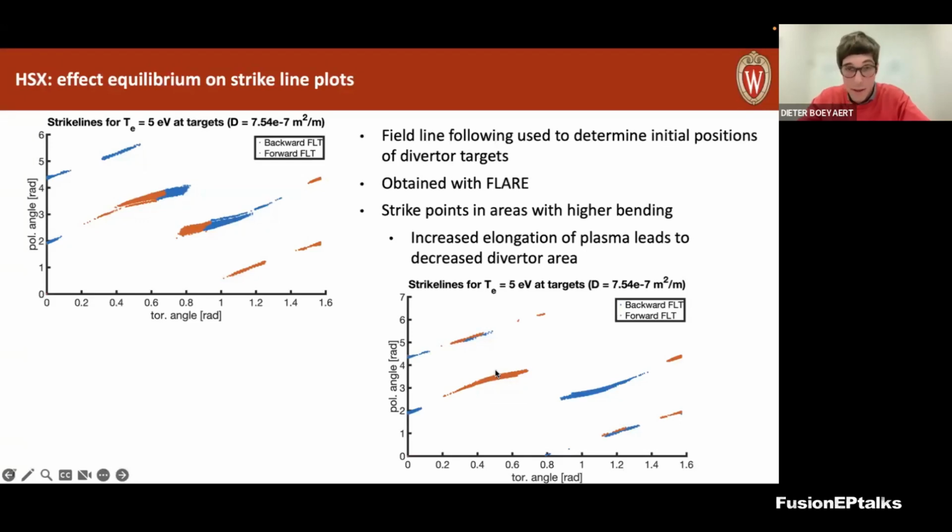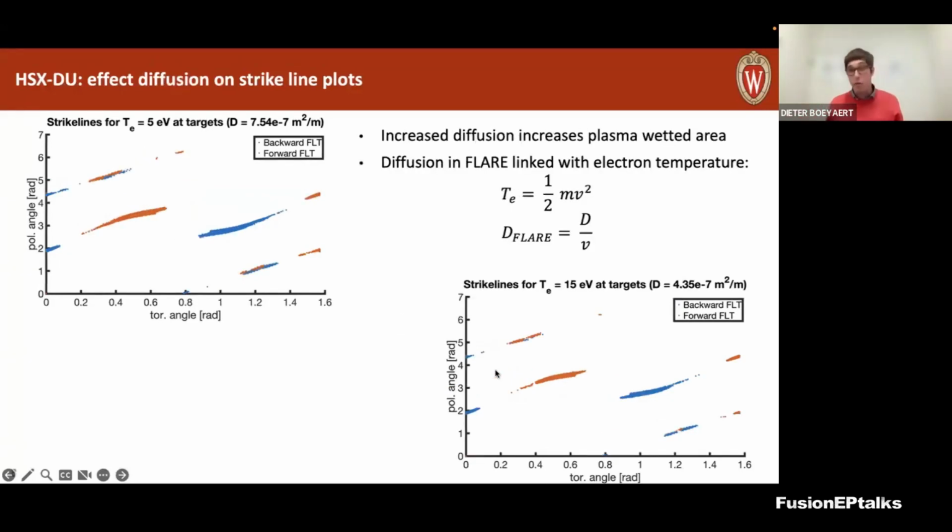Now, the next thing is that if we are really running our stellarator, we also expect that we will have different discharges with different temperatures. You will have attached discharges and detached discharges. That means that in both of these discharges, our electron temperature at our divertor targets will be different. In FLARE, the diffusion coefficient expressed over there is the normal diffusion coefficient divided by the velocity of your particles. And this allows us to check the influence of different temperatures.